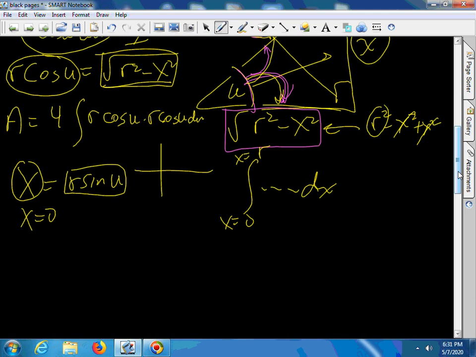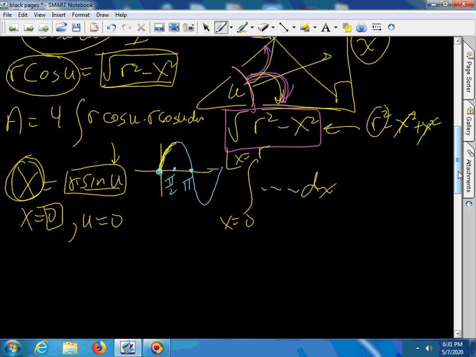Now, this here is the sine curve. And right here is pi. That is right here, pi over 2. And we're going from 0 to pi over 2. And I want to get 0, because r times 0 will give me 0. And it seems that the sine of 0 is 0. That is, if x is 0, u is 0.